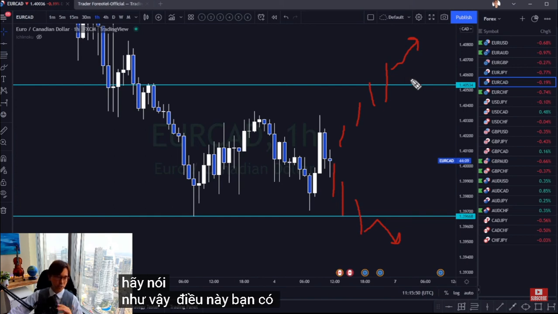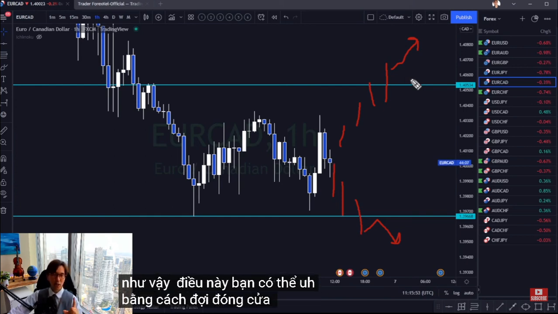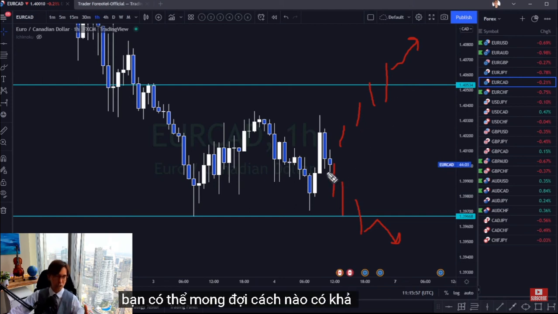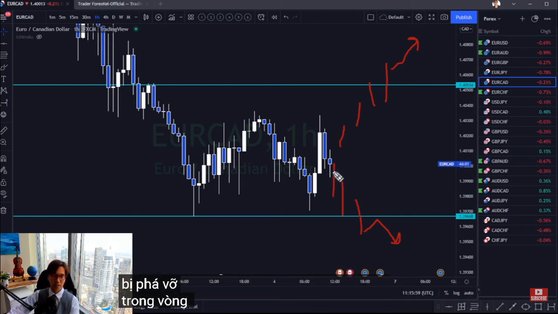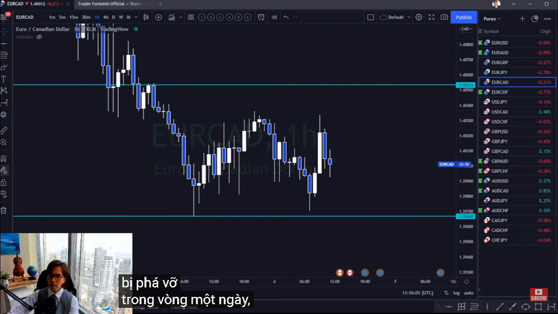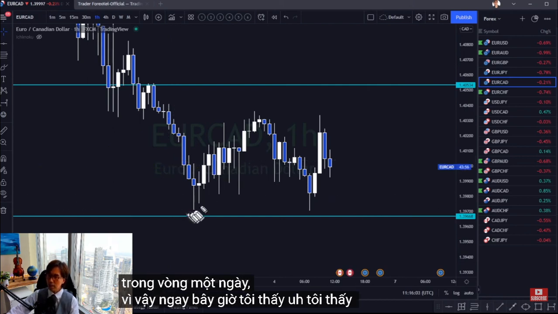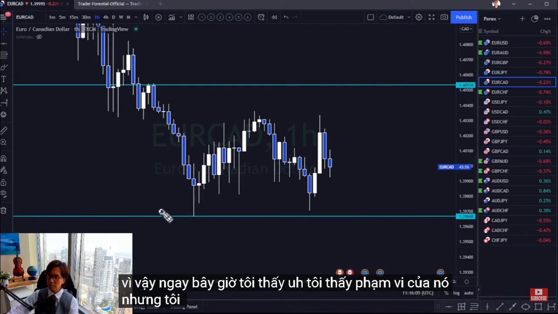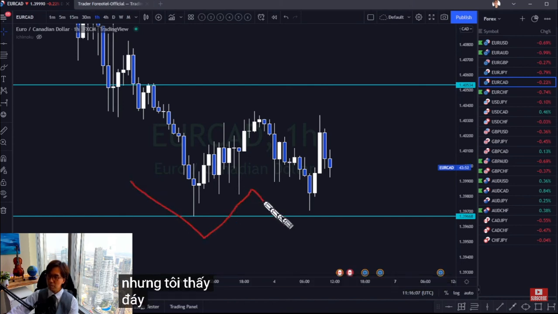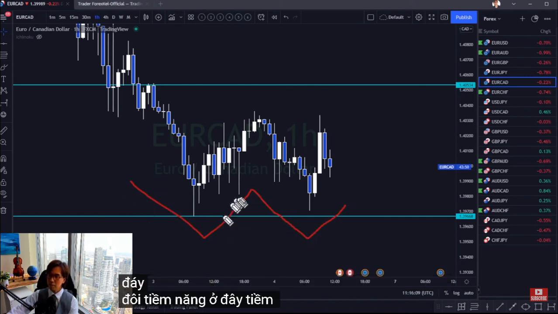So like this, by waiting for the 1 hour close, you can expect which way it potentially breaks within the day. So right now I see its range, but I see a potential double bottom here, potential double bottom.